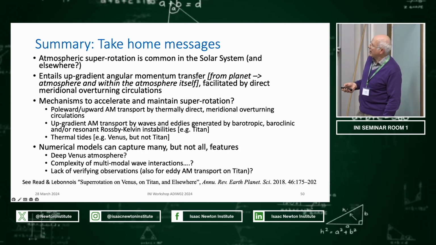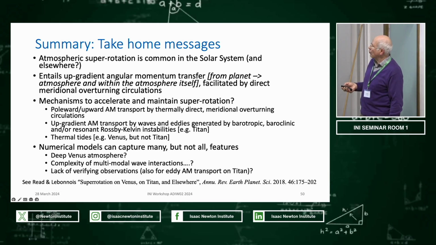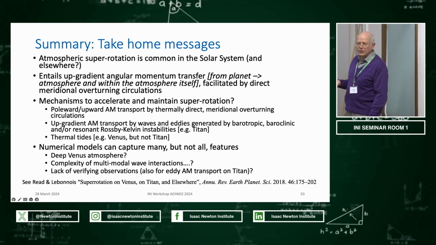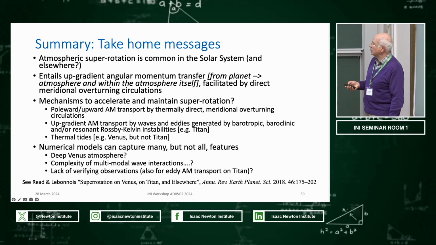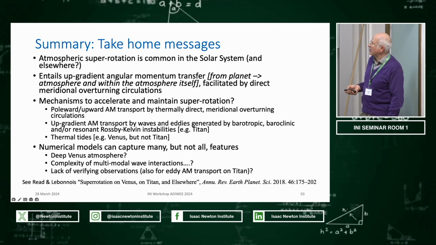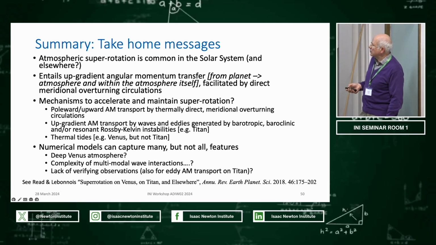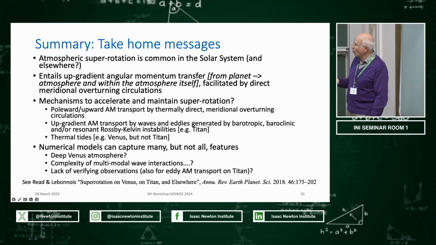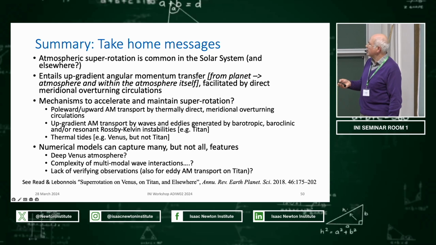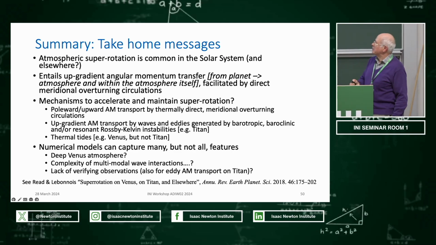What I didn't have time to tell you much about is that numerical models can capture many of these features, but certainly not all of them. There are issues in the deep Venus atmosphere which are still not very well understood. And there's clearly a great complexity of multimodal wave interactions that are relevant to accounting quantitatively for what we observe. And this is all hampered by a lack of verifying observations, particularly in the deep Venus atmosphere or indeed for Titan itself. There are all sorts of other questions that I could go into, but in view of the time, I must let you all get some tea and leave a minute or two for questions.